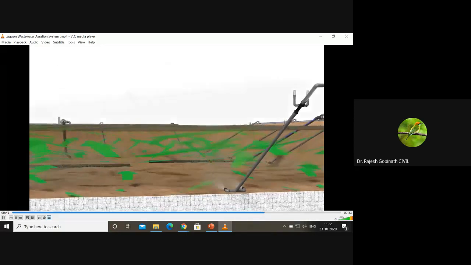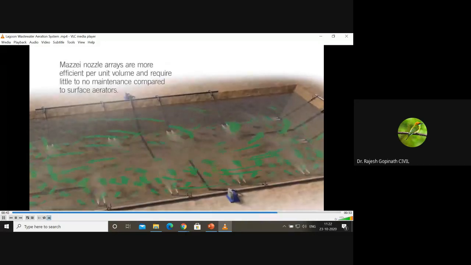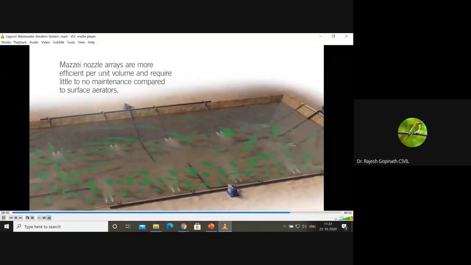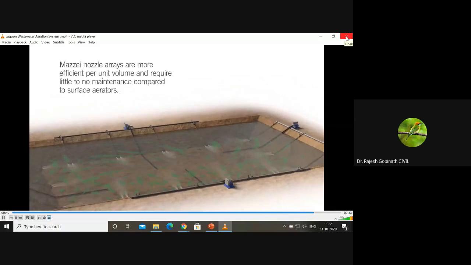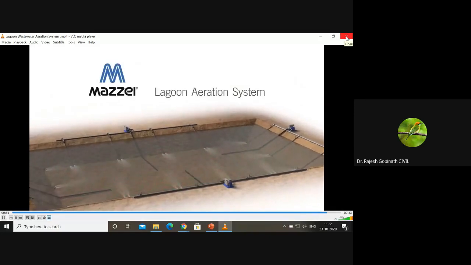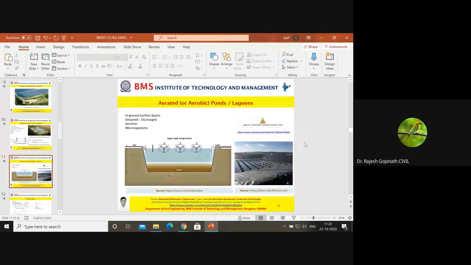Now look at the depth. It is very shallow. This system cannot perform well for a deep entity. It has to be shallow. You cannot go for more than half a meter depth. And subsequently, you require vast land. All right, let's continue.